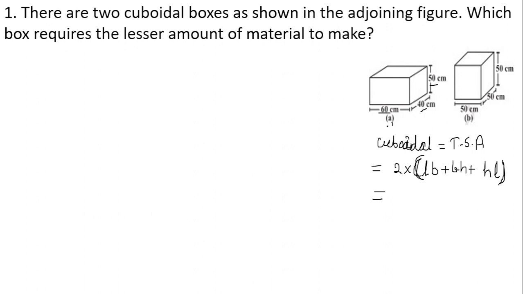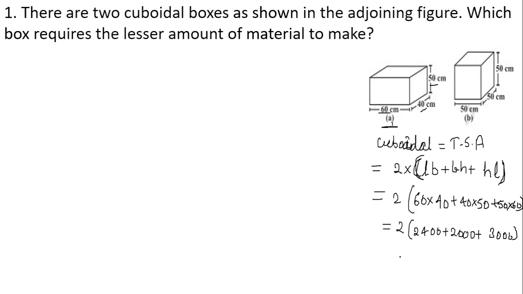For shape number 1, that is A, 2 into what is the value of length? 60. What is the value of breadth over here? 40. Similarly, the value of breadth is 40 into height is 50, plus height is 50 into length is 60. After carrying out the multiplication, I'll get 2400 plus 2000 plus here I'll get 3000. After addition, I'll get the value 14800 centimeter square as the total surface area of the cuboidal shape.